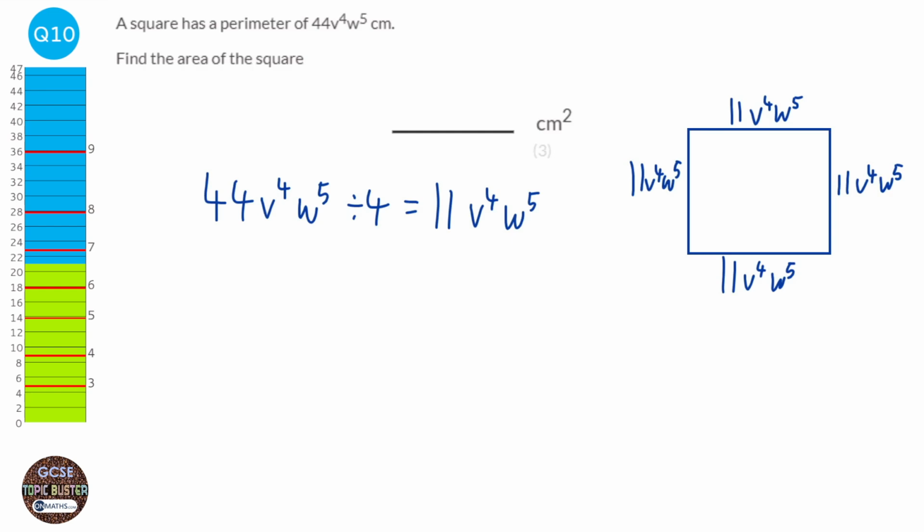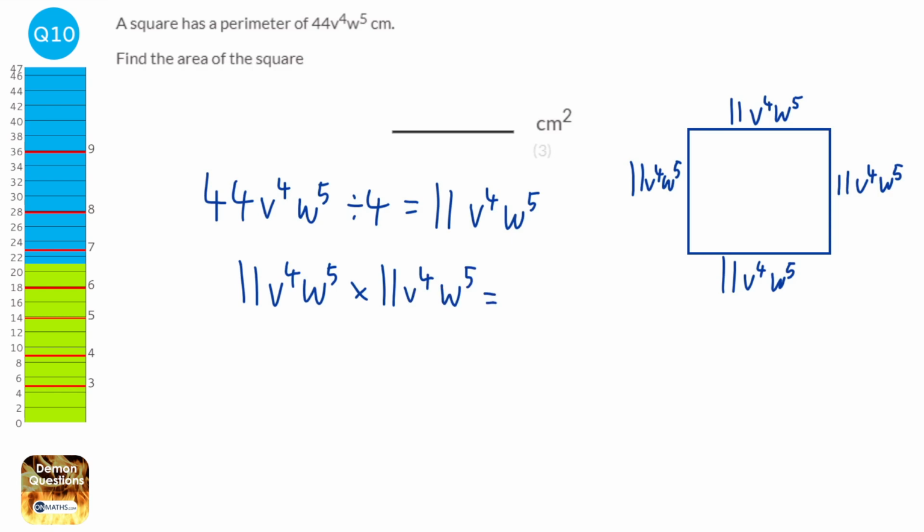And to work out what the area is, we obviously are going to square that. So we're going to do 11v to the power 4 w to the power 5 and just times it by itself, which is what squaring means. So we times the 11s together, that's 121. We times the v to the power 4s together, and remember with indices, if you times two powers of the same base, and they're both v, then we just add the powers together, so that'd be 8. And we add the w to the power 5s together, so that makes 10. So it's 121v to the power of 8, w to the power of 10.